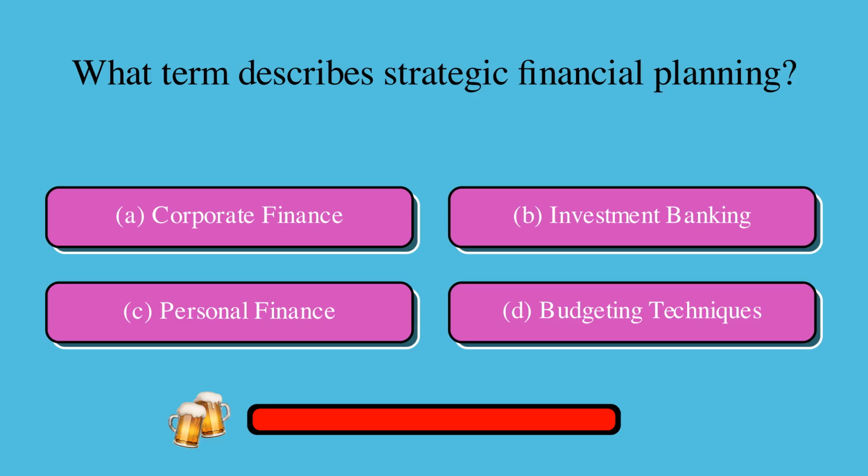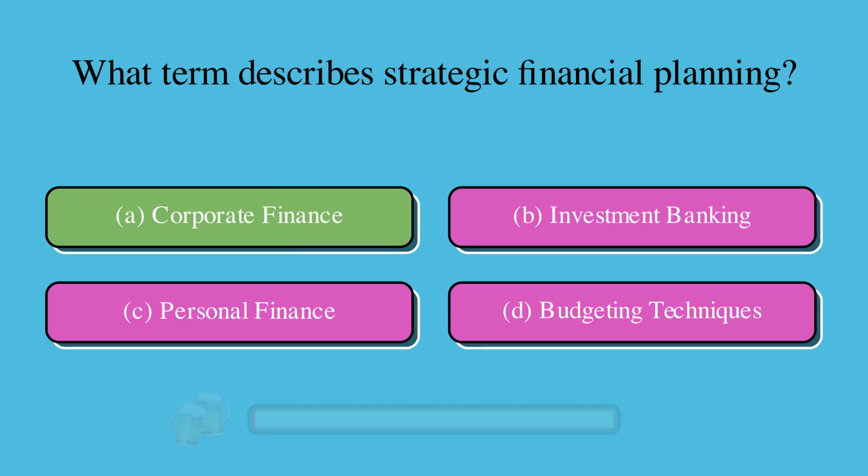What term describes strategic financial planning? Is it A, corporate finance, B, investment banking, C, personal finance, or D, budgeting techniques? The correct answer is A, corporate finance.